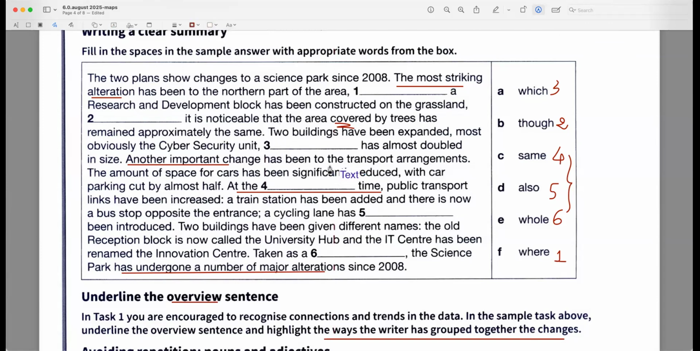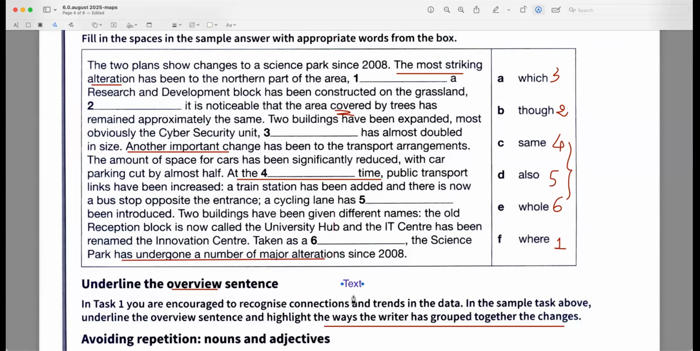To show the changes, scientists use some words like "the most striking." It's not all about the languages, but about the order, how the writers grouped the changes. Tới đây mình xem thử cách người ta arrange, người ta sắp xếp những cái thay đổi này như thế nào. Nó không phải là về cái ngôn ngữ đâu ha. It follows, first, the northern part.